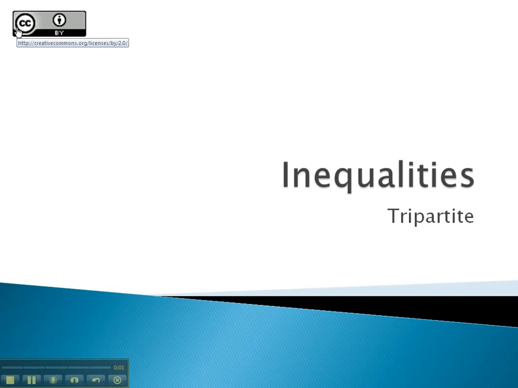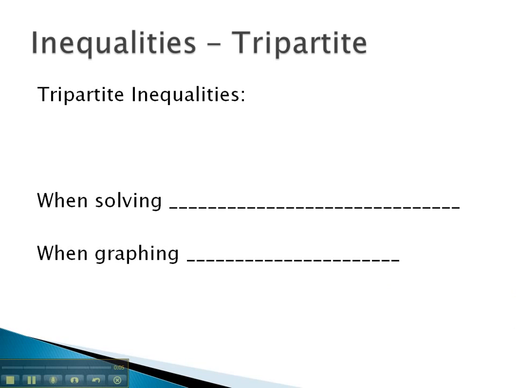In this video, we're going to begin looking at a special type of inequality called a tripartite inequality. As its name suggests, a tripartite inequality is a three-part inequality. We use a tripartite inequality when our variable is between two numbers.